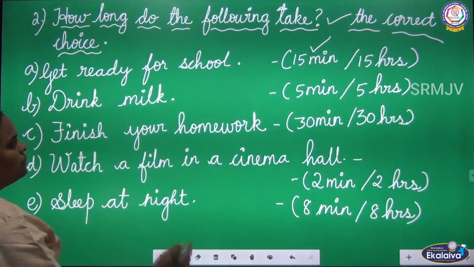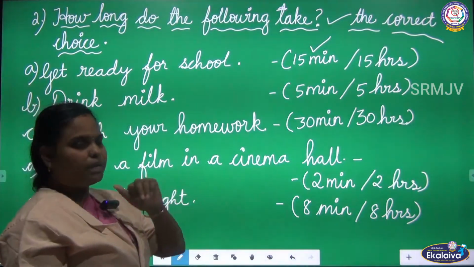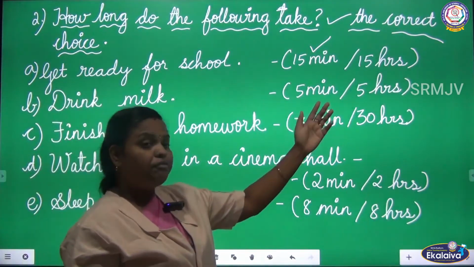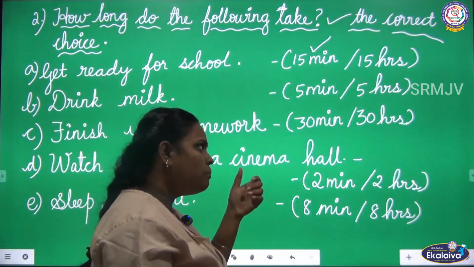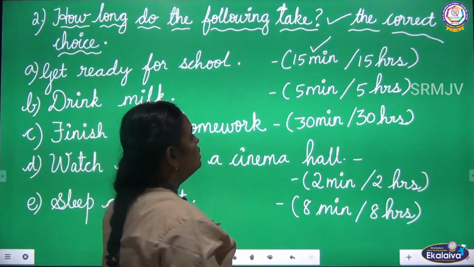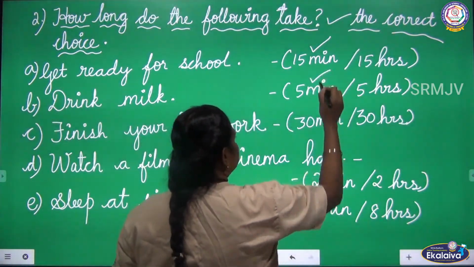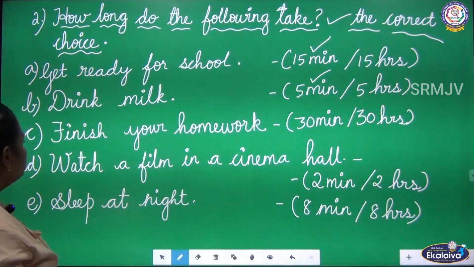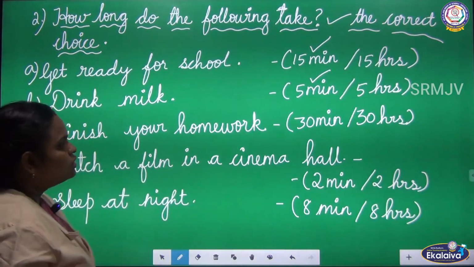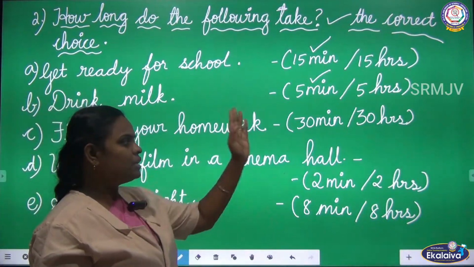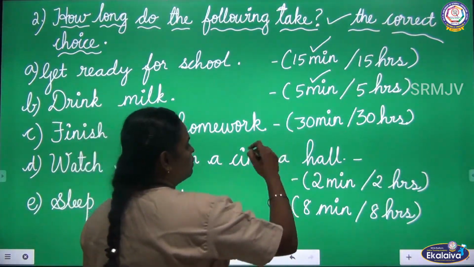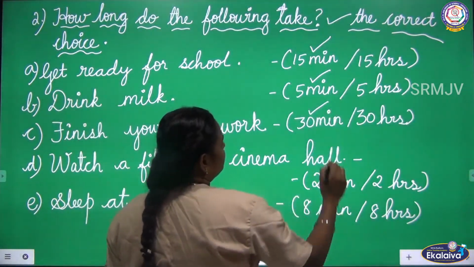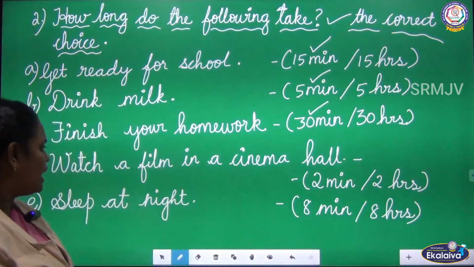Next, drink milk. So how long will you drink milk? 5 minutes or 5 hours? Within 5 minutes or 5 hours? 5 minutes. Next one, finish your homework. So you will finish your homework in 30 minutes or 30 hours children? You will finish the homework in 30 minutes, not in 30 hours.